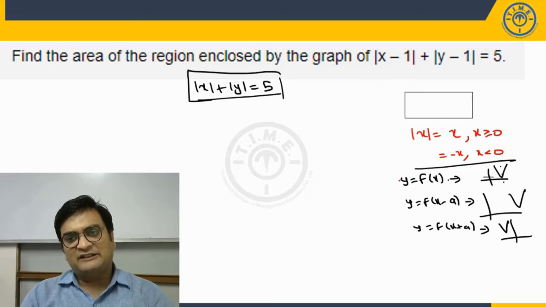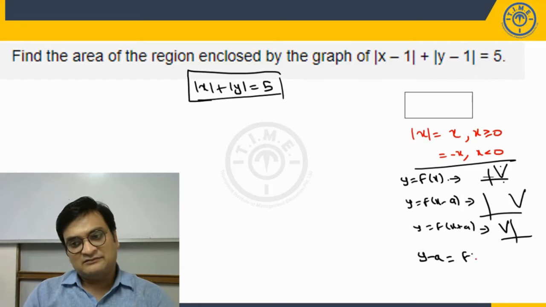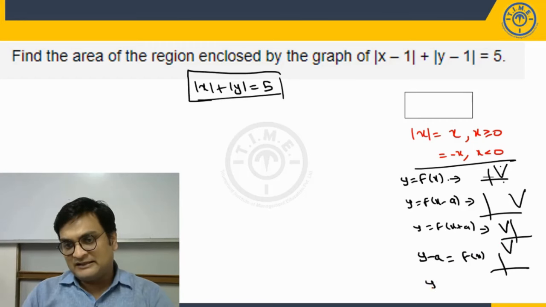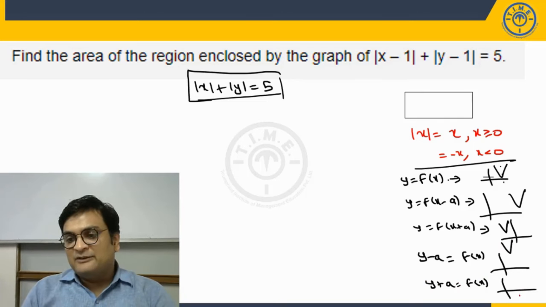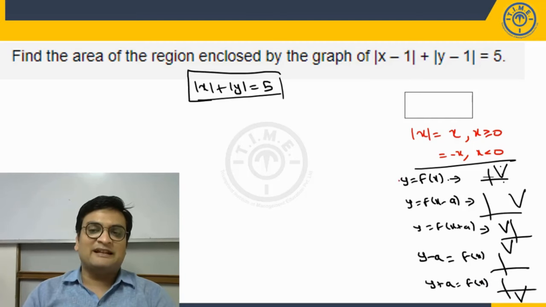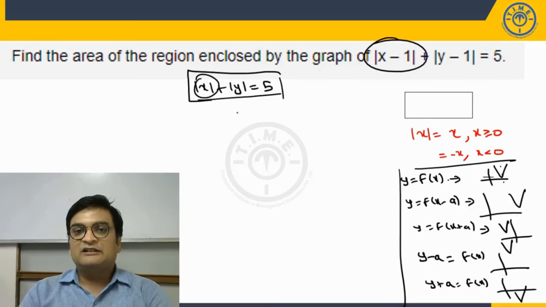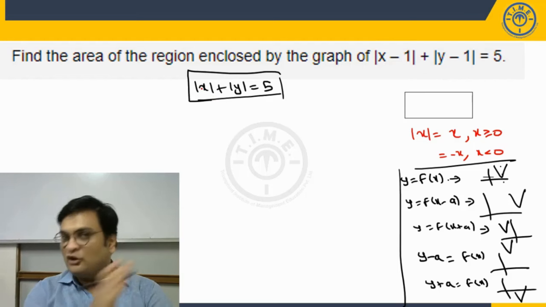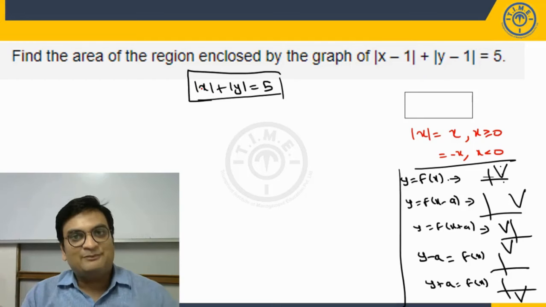Similarly, if you have y minus a, so you're replacing y by y minus a, then the same curve will move up by a units. And if you replace y by y plus a, then the curve will shift down. So the net impact of replacing x by x minus 1 and y by y minus 1 will be only the movement of the curve horizontally and vertically. The shape of the curve won't change.